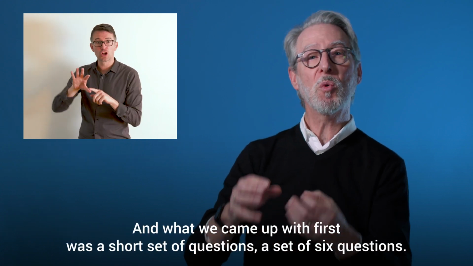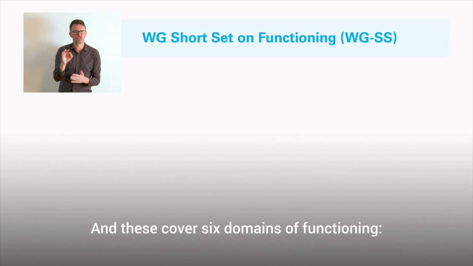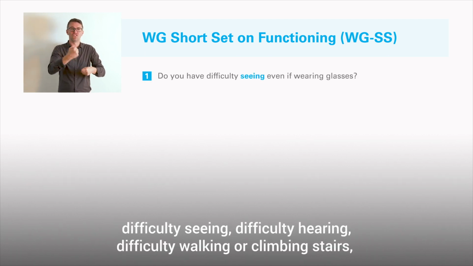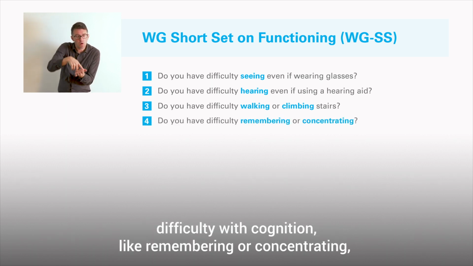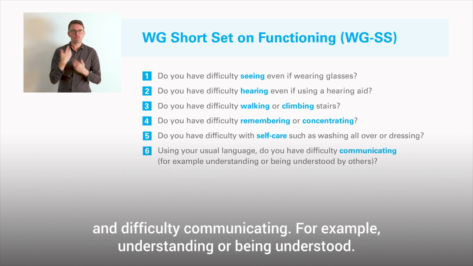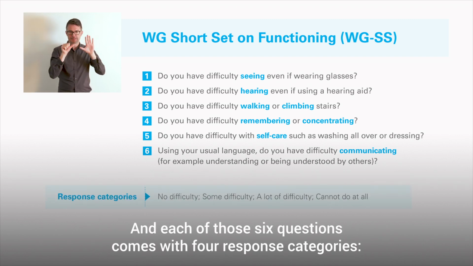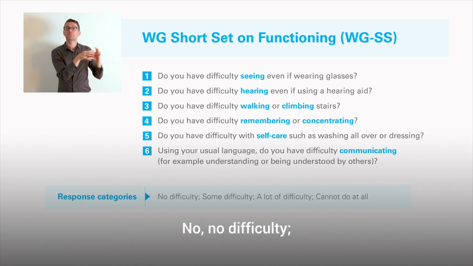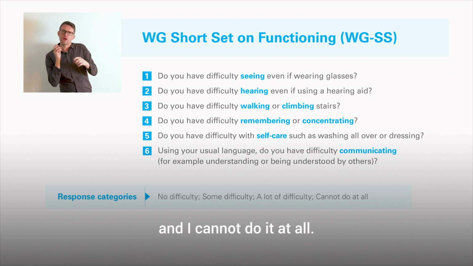And what we came up with first was a short set of questions, a set of 6 questions, and these cover 6 domains of functioning: difficulty seeing, difficulty hearing, difficulty walking or climbing stairs, difficulty with cognition, like remembering or concentrating, difficulty with self-care, like washing all over or dressing, and difficulty communicating, for example, understanding or being understood. And each of those 6 questions comes with 4 response categories: no difficulty, yes, some difficulty, yes, a lot of difficulty, and I cannot do it at all.